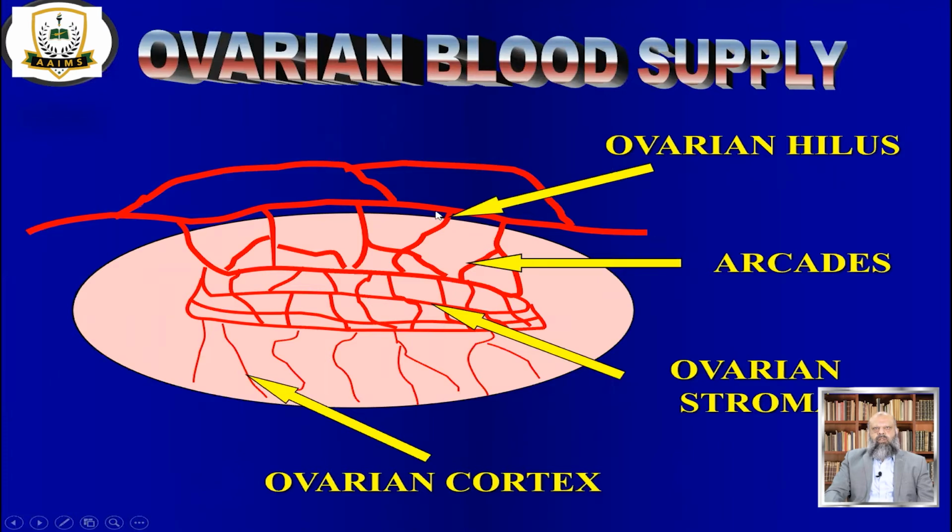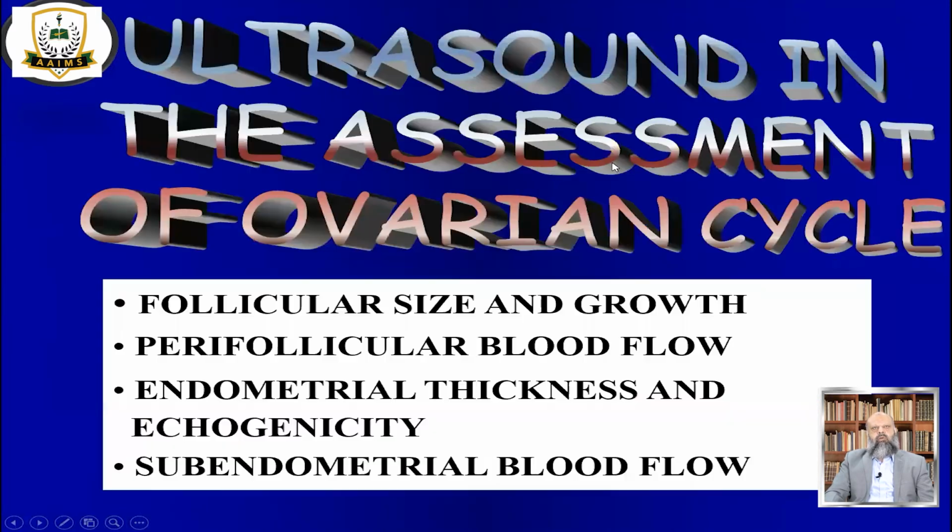This is the ovarian hilus, and then is the arcuate branches of the ovarian artery. Then comes the ovarian stroma, and here you can see the ovarian cortex in which we have the blood vessels. So the ovarian hilus, arcuate, and stroma have different branches of the ovarian arteries.